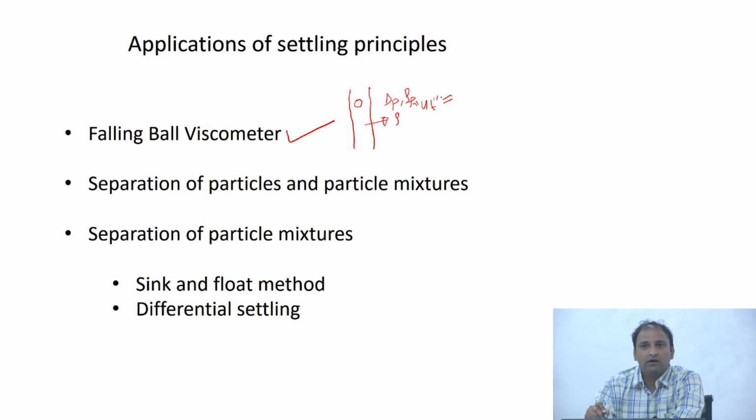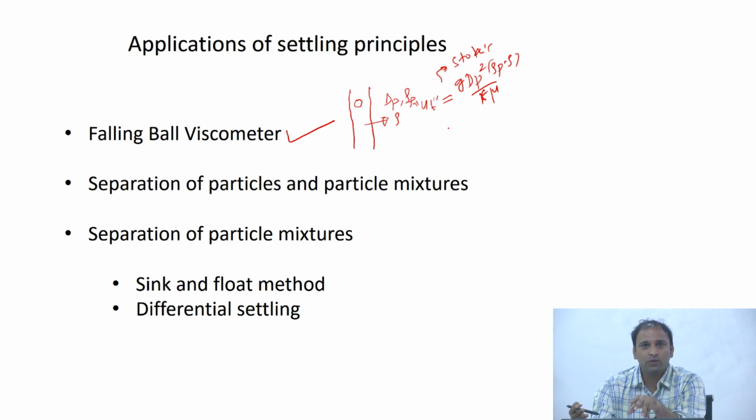I can relate the terminal velocity, it goes as g dp square into (rho p minus rho) divided by 18 mu. That's for your Stokes regime. If you look at the formula for settling velocities, only in the Stokes regime is there a dependence of the settling velocity on the viscosity. In Newton's regime, your settling velocity doesn't depend on the viscosity of the fluid.